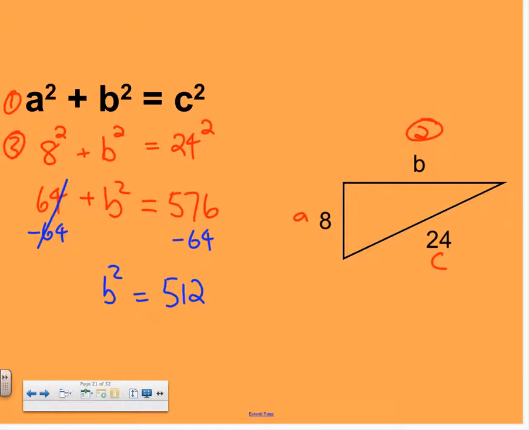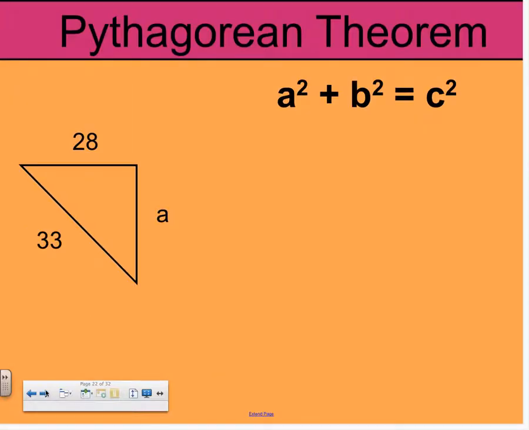And then once again, in order to get B by itself, I don't want B squared, I just want B. I need to take the square root of both sides, and I will find that B equals 22.6. So B equals 22.6. Does that make sense? Well, let's think about this for a second. 24 is C, or our hypotenuse. That should be the longest side, and B should be less than that, which it is, which means we're doing okay.